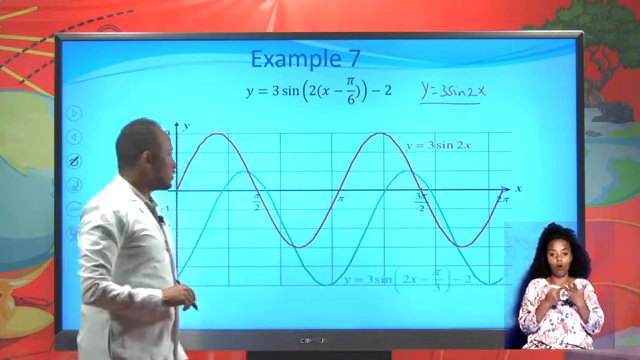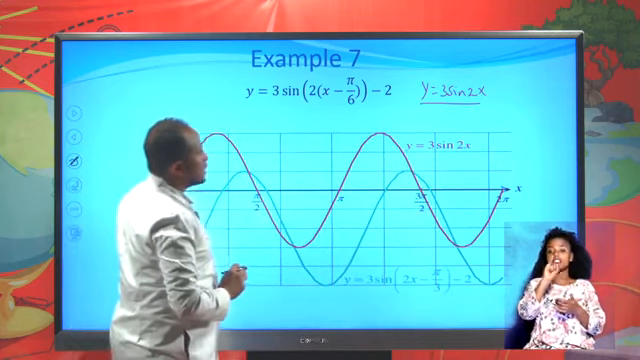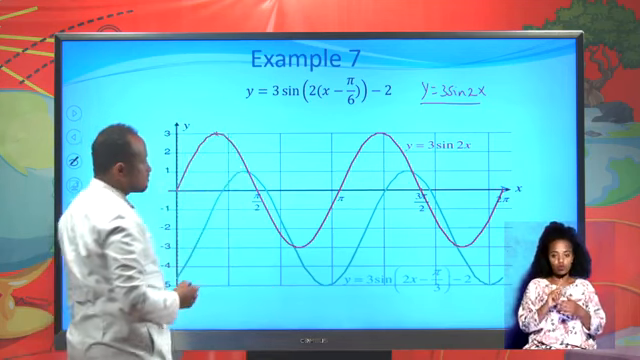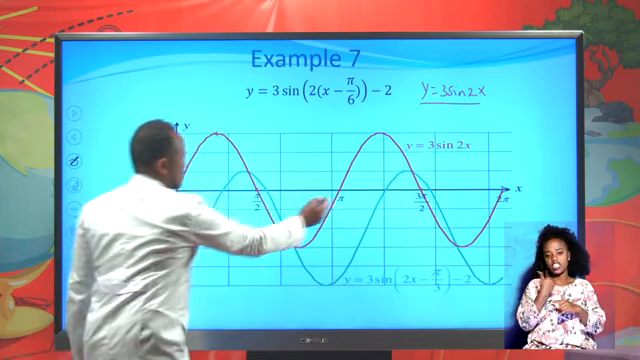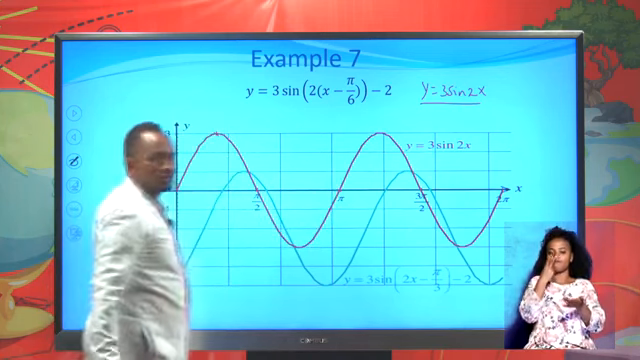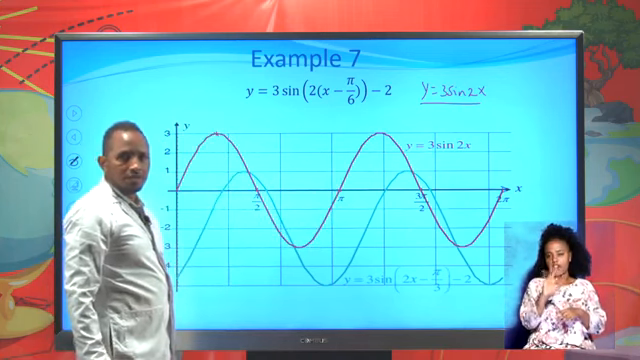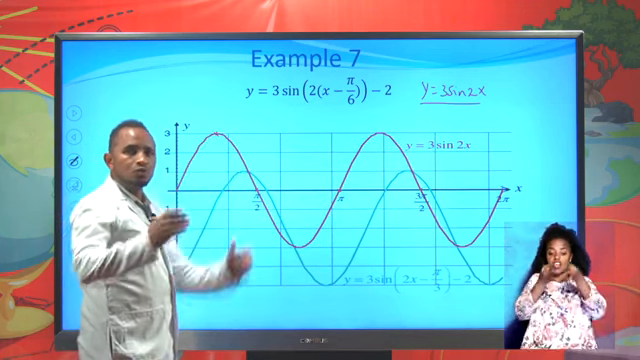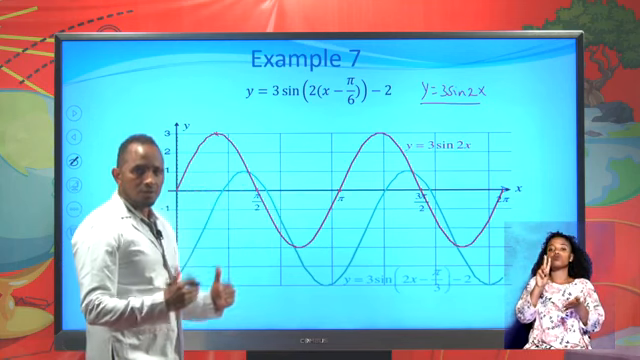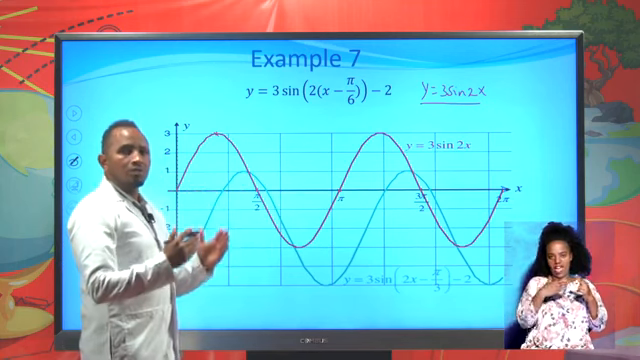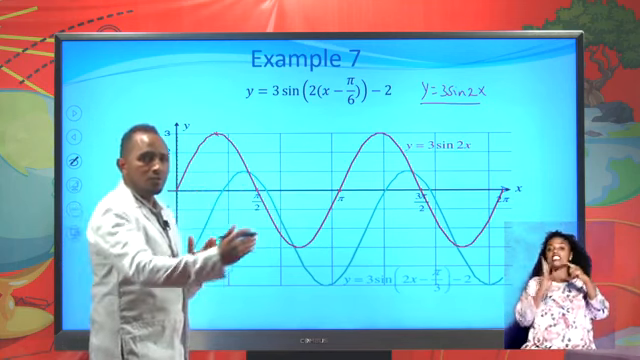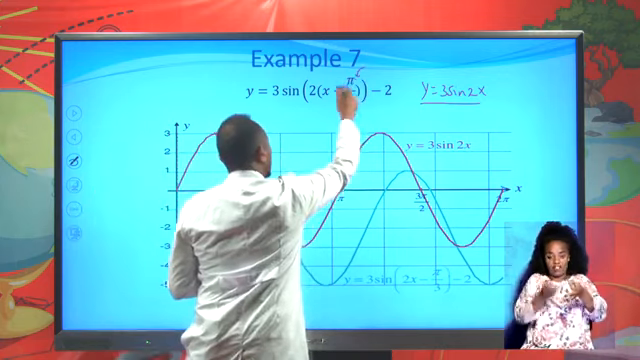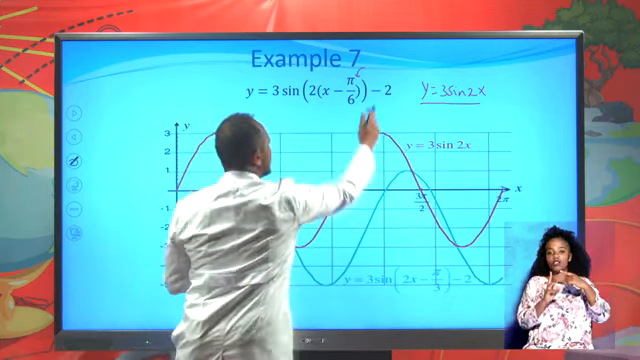So the graph of 3 sine 2x has an amplitude of 3, and you will have this graph for f of x equals 3 sine 2x. Then you shift this graph 2 units down, and pi over 6 units to the right. We shift the graph by pi over 6 units to the right and 2 units down.